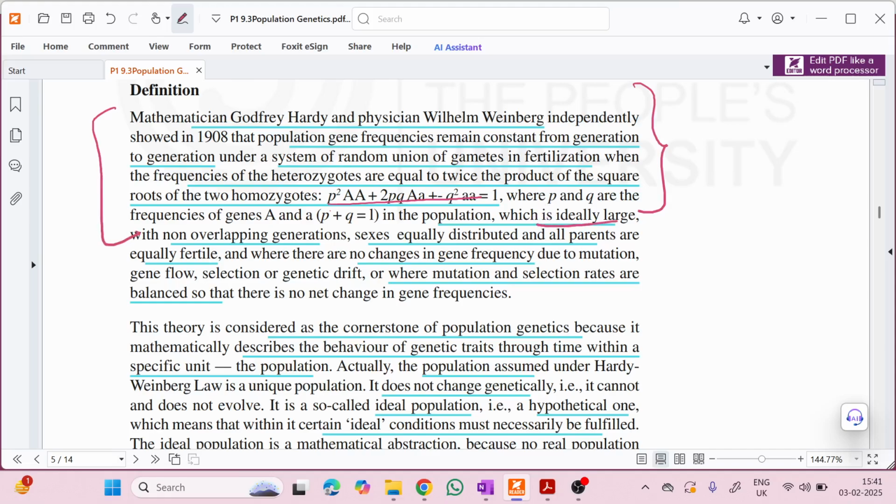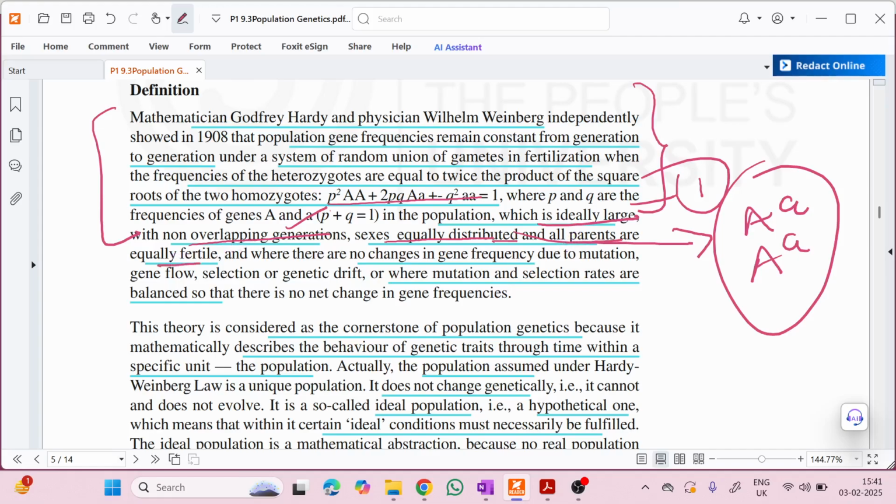So in the population which is ideally large, first condition, with no overlapping generations, continuity in generation, sex is equally distributed, means वही genetic frequency जो आपको बताया, that both male and female, they have equal and similar genetic composition, and all parents are equally fertile. And when there are no changes in gene frequency due to mutation, gene flow, selection, genetic drift, and where mutation and selection rates are balanced, so there is no net change in gene frequencies.